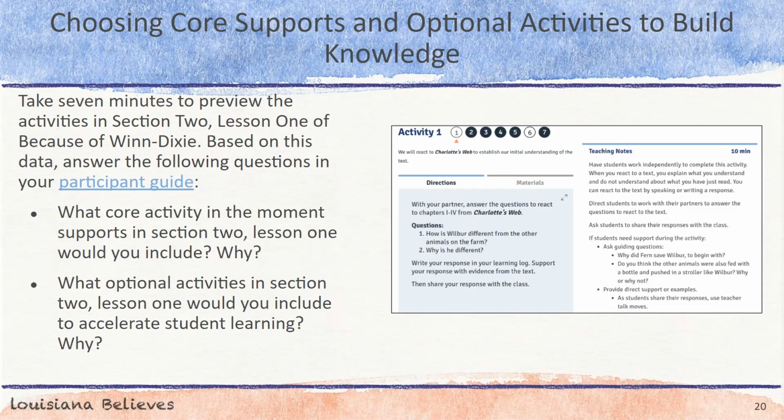So now that we have collected some data from section 1 and we have some understandings of what our students need as far as their unique learning opportunities, we want you to take some time to look at section 2 and decide what core activity supports students may need and what optional activities you would include in order to accelerate student learning. And this is going to be the next piece of your participant guide, right under the work that we just did. Any questions about that part? All right, you have about 6 minutes.